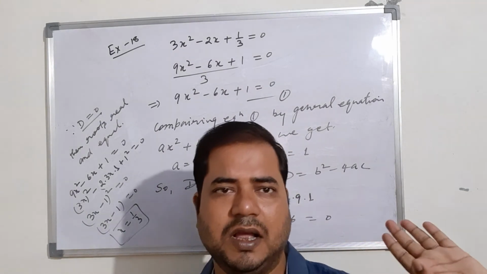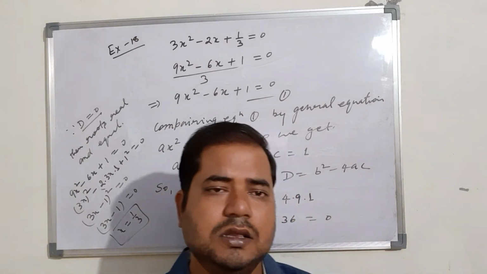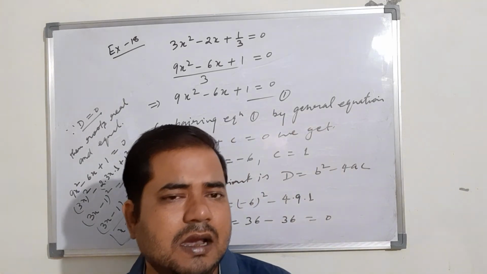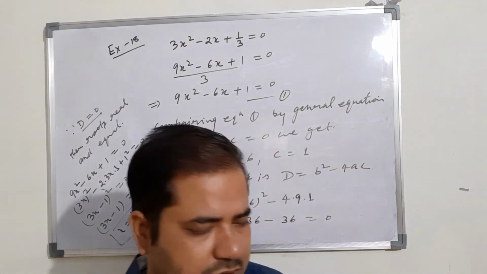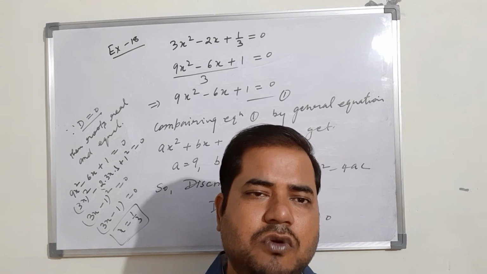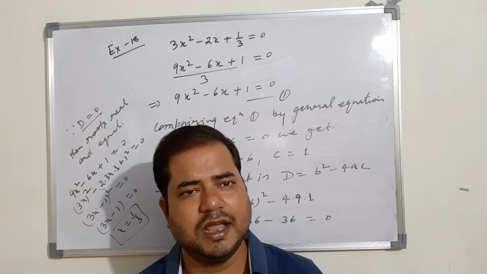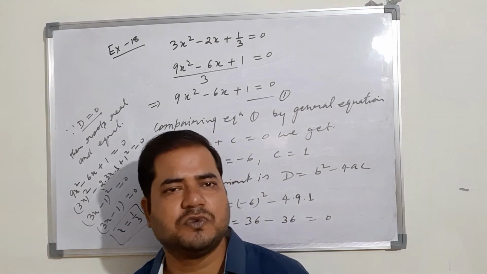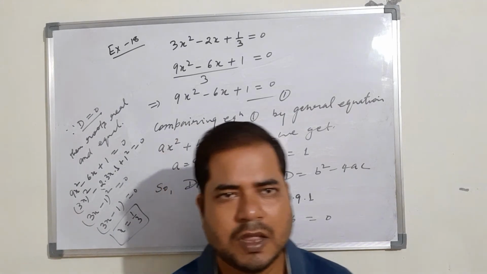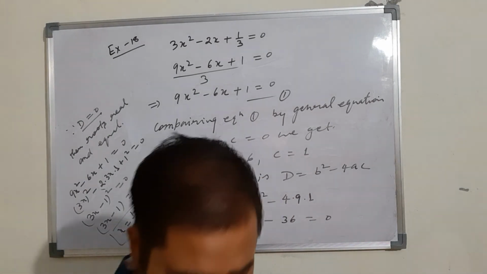Because of this only I had told you, whenever the roots are real, then you have to take both conditions. b square minus 4ac is greater than or equal to 0. If the question has asked roots are real and equal, then you have to take b square minus 4ac is equal to 0. But if roots are real only, then b square minus 4ac is greater than or equal to 0. That means both conditions will be satisfied. Okay. So next one, we have to find the question.